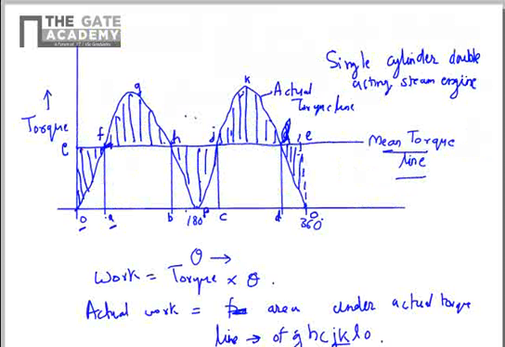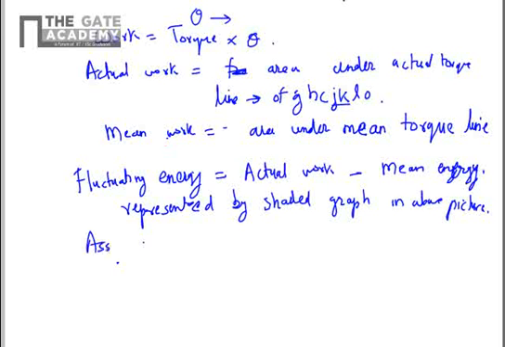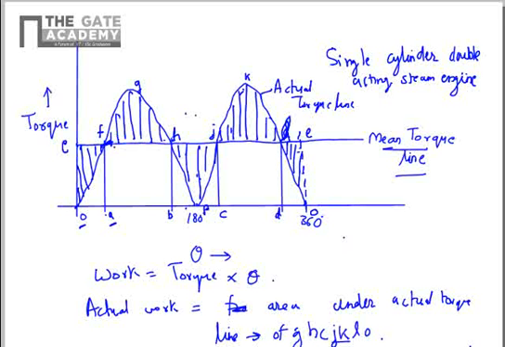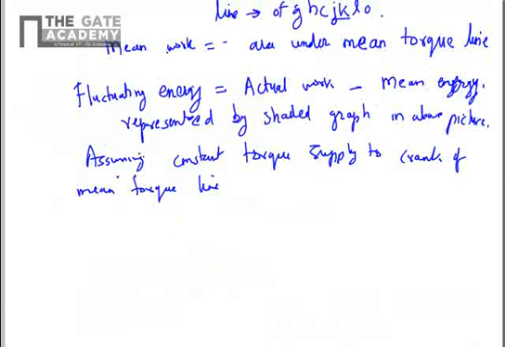As you can see from here, if this is the mean torque line, the portion of the graph below the mean torque line will be supply of energy from the crankshaft. Let's say we are assuming constant torque supply to the crank, of mean torque line. So for some portion of the curve, let's say FGH, the actual torque is above the mean torque. So at that time the engine will supply surplus energy.